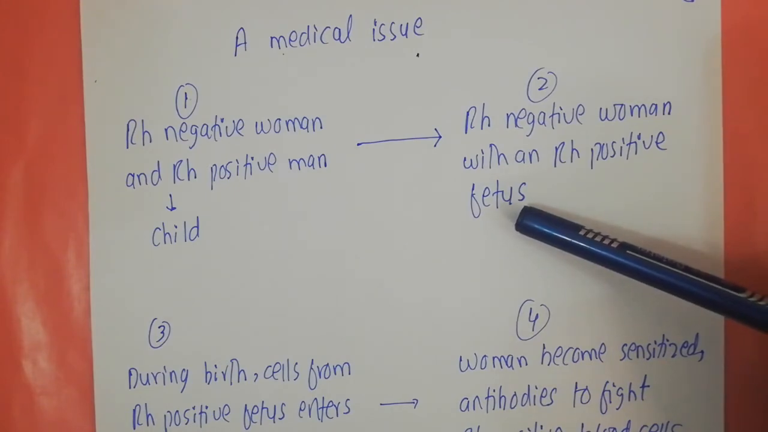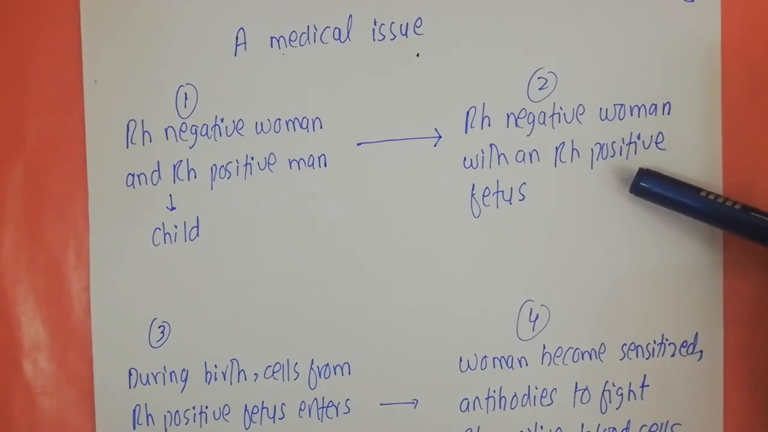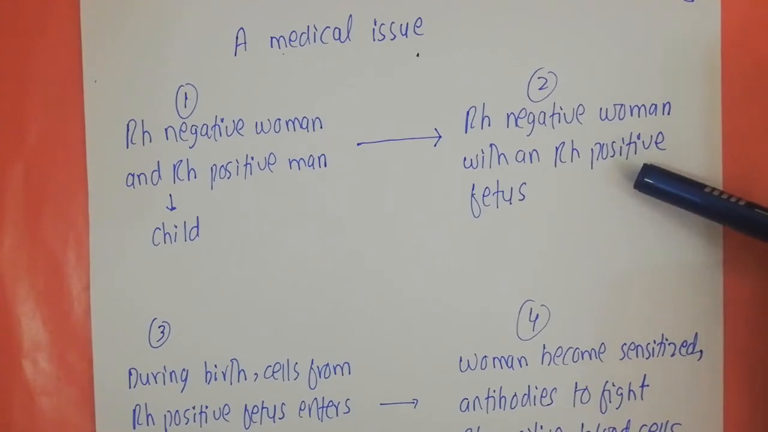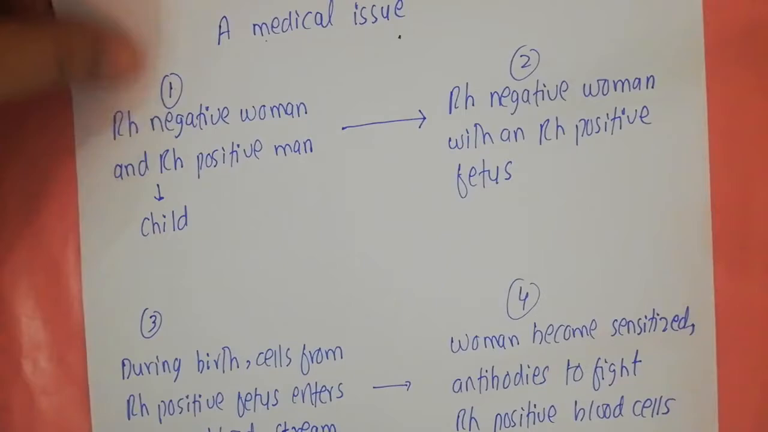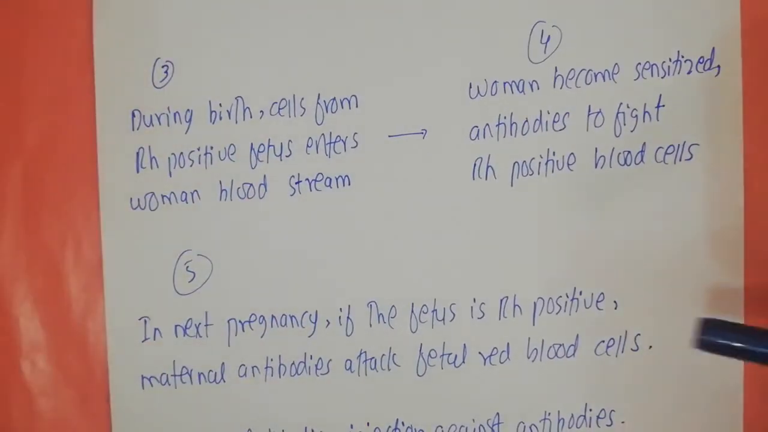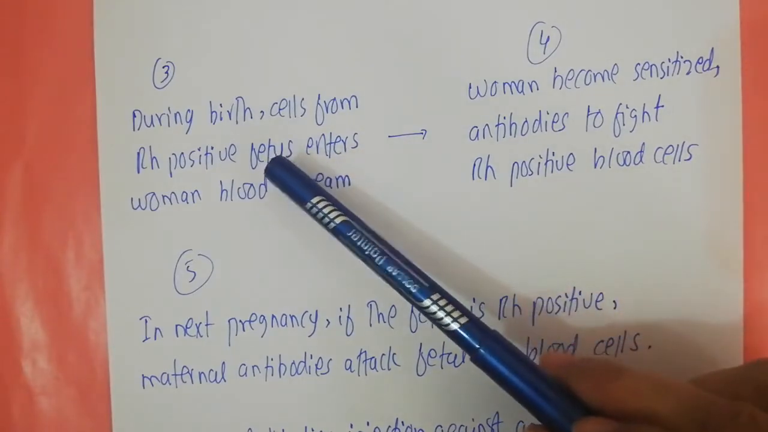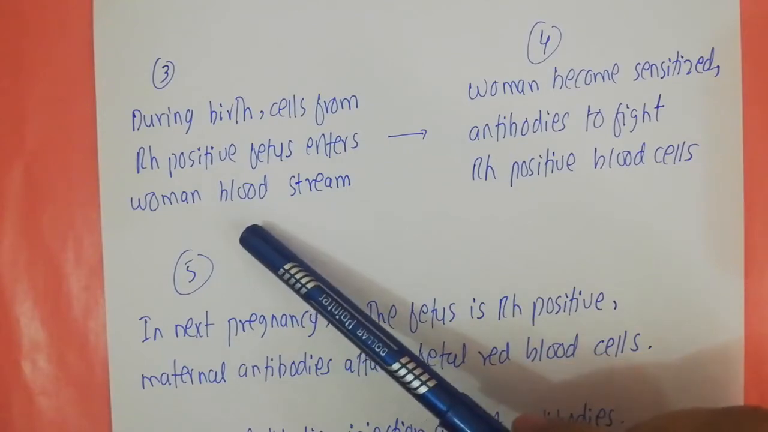The reason is that the antibodies flow in only one direction, from the mother into the fetus. And if the mother has never seen the Rh positive factor, she will not be transferring any antibodies against the Rh positive factor of the fetus. But when the birth takes place, birth is a very messy process. So during the birth, cells from the Rh positive fetus enter the woman's bloodstream.